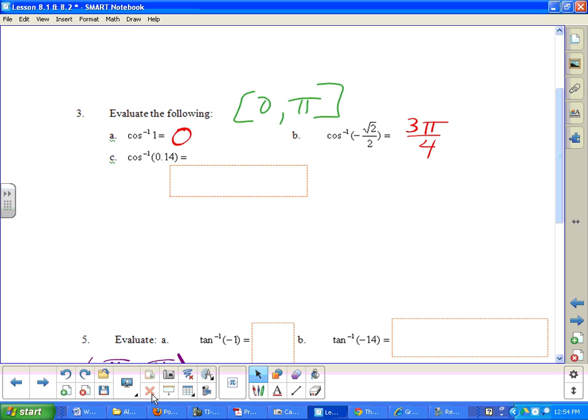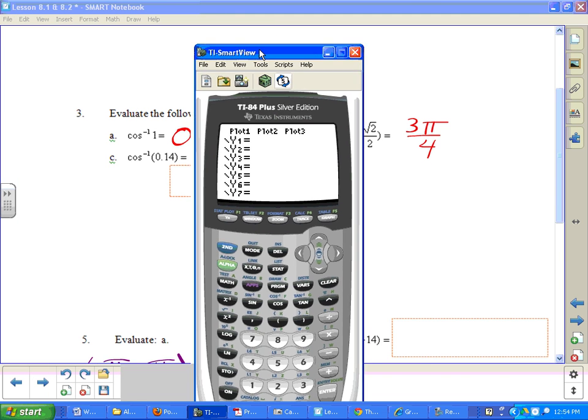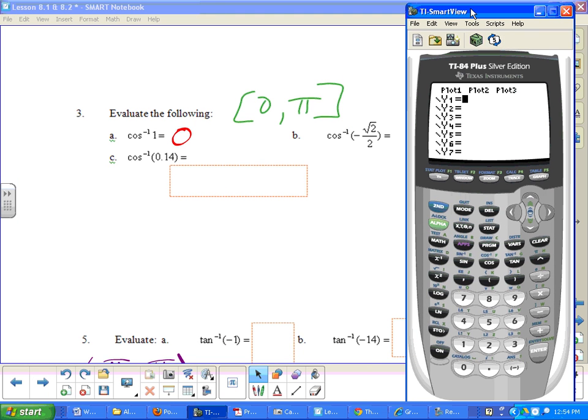Letter C, inverse cosine of 0.14. Is 0.14 on your unit circle? No, so how do I find the angle then? Calculator. My calculator must be in radians. So check your mode. Mine is in degrees. I better change it.